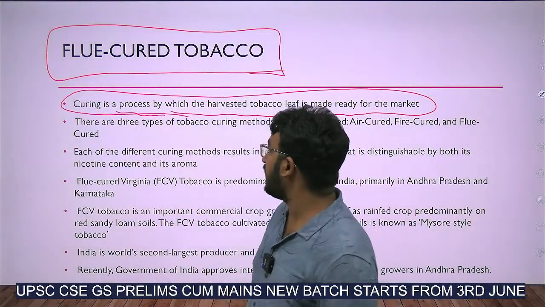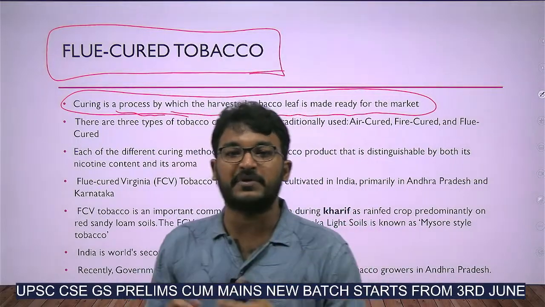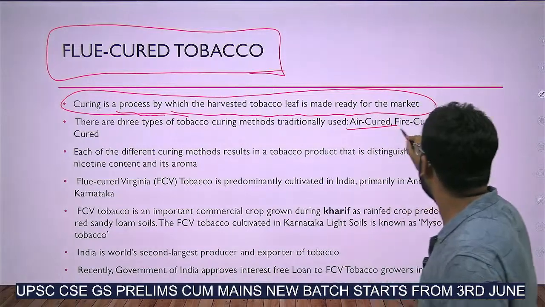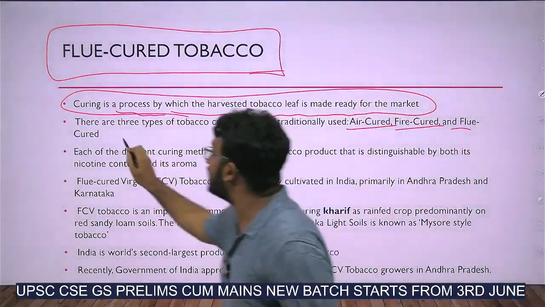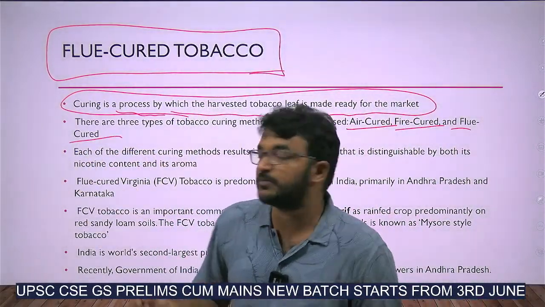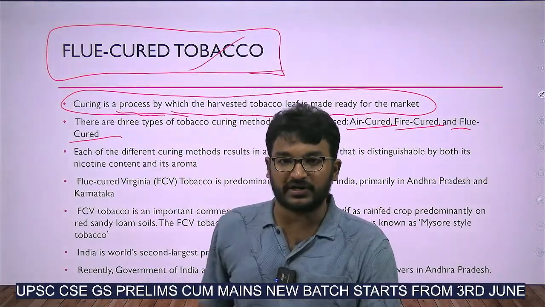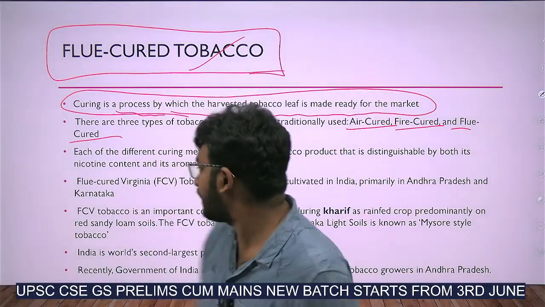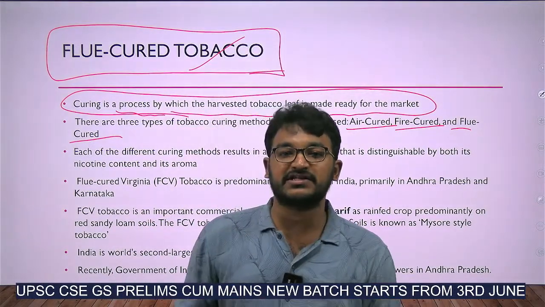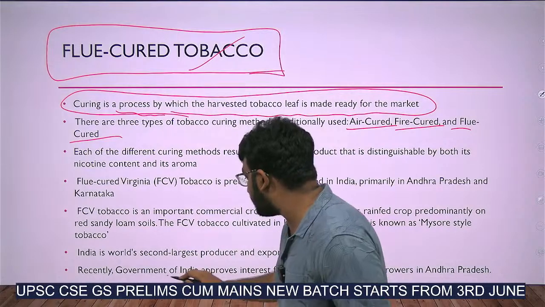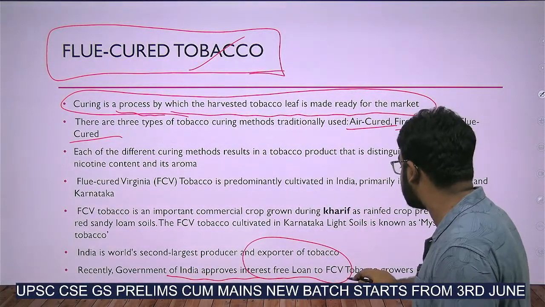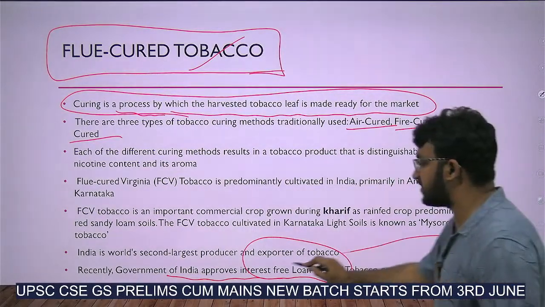Okay. And there are 3 different types of making this market oriented tobacco. These are air cured, fire cured and flue cured. But in India, mostly we use flue cured tobacco only. It is most famous in Karnataka and Andhra Pradesh. Okay. And why was this in news presently? Because recently the Government of India approved an interest free loan to flue cured Virginia tobacco growers in Andhra Pradesh.